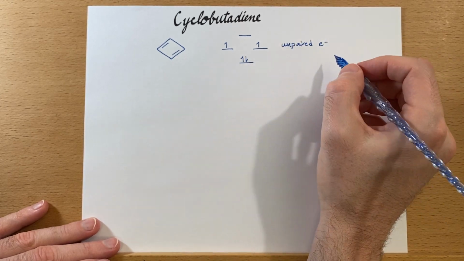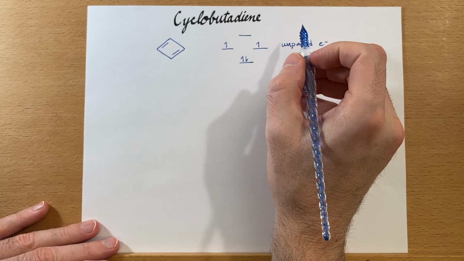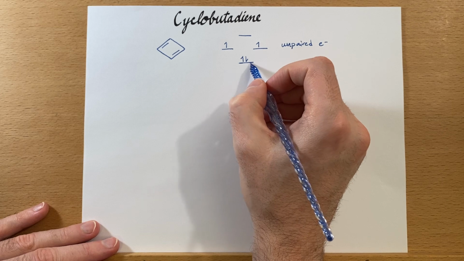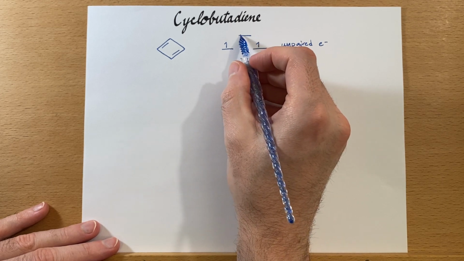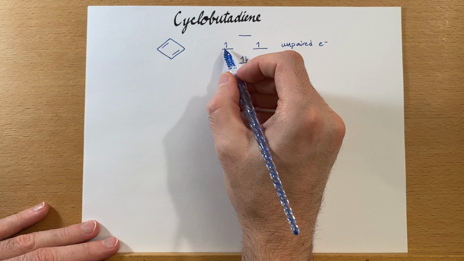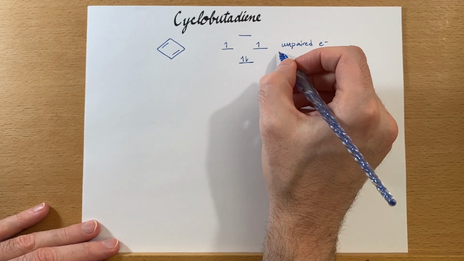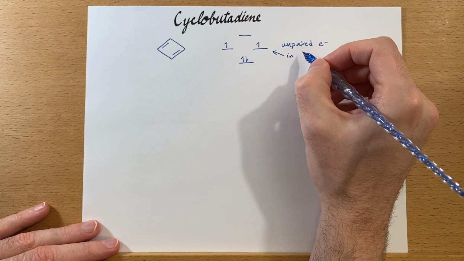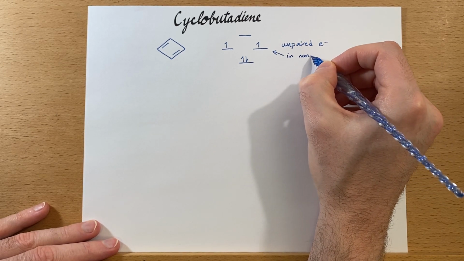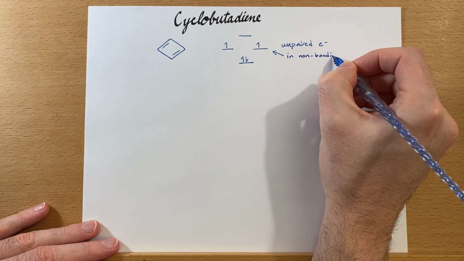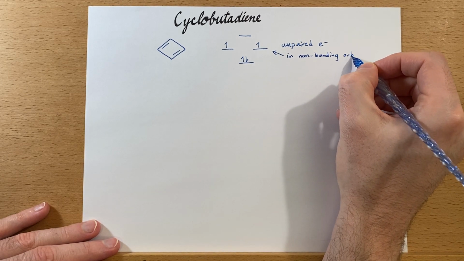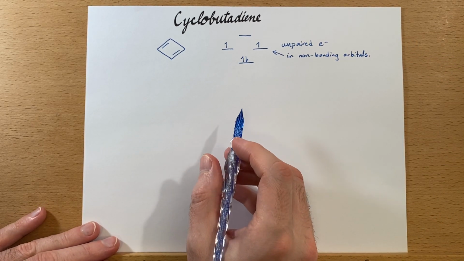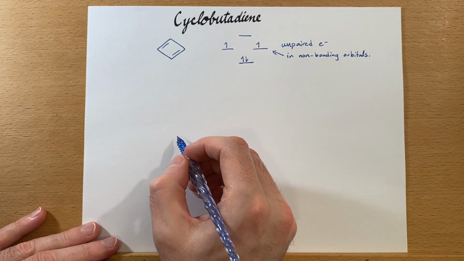So we've got unpaired electrons. And furthermore, these are directly in between what would be a bonding orbital right here and an antibonding orbital right there. This is actually non-bonding. So these are in non-bonding orbitals. And we'll see that in just a minute. So let's look at what happens here.